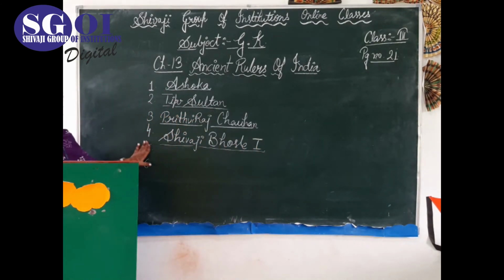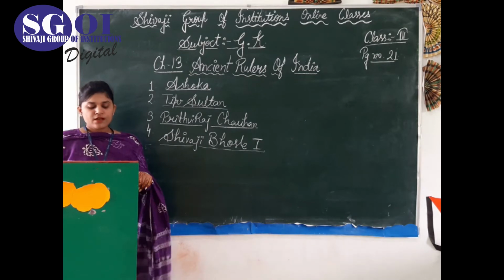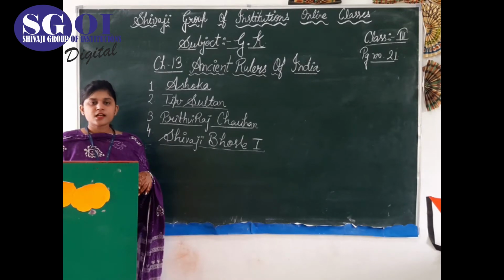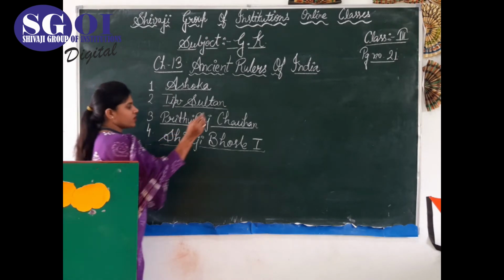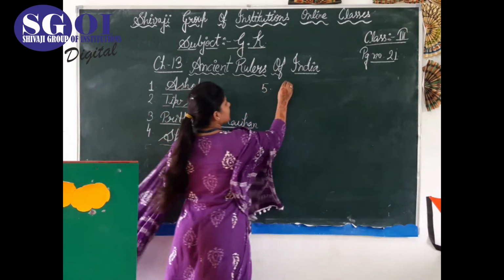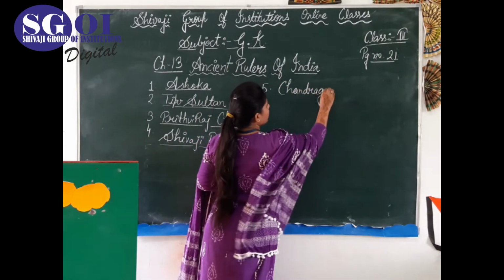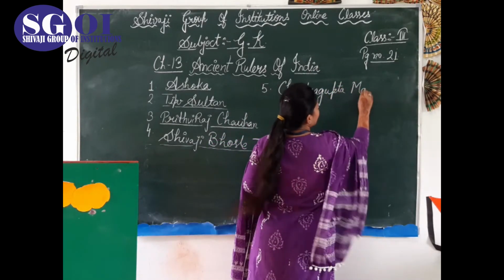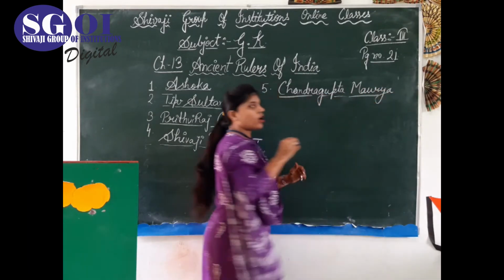And the fifth, he was the founder of the modern empire and ruled over one of the largest ever empires in the Indian subcontinent. He was Chandragupta Maurya. So write the spelling of Chandragupta Maurya. He was Chandragupta Maurya.